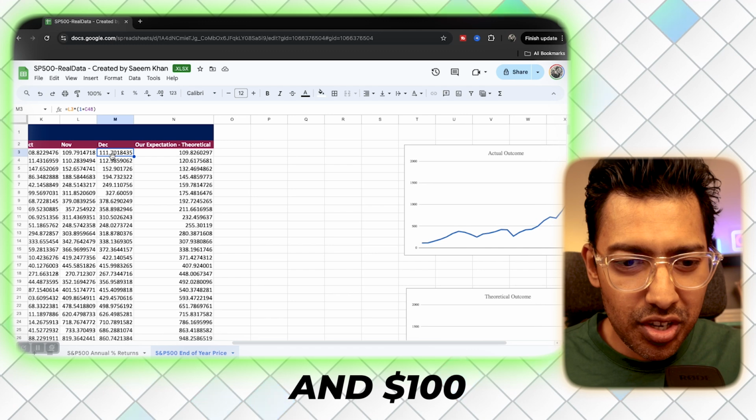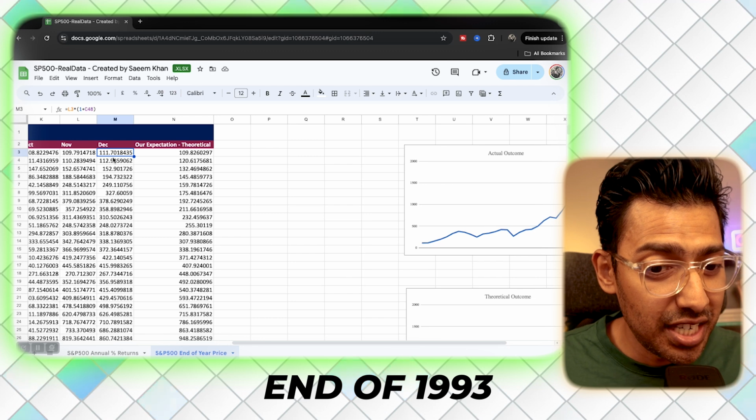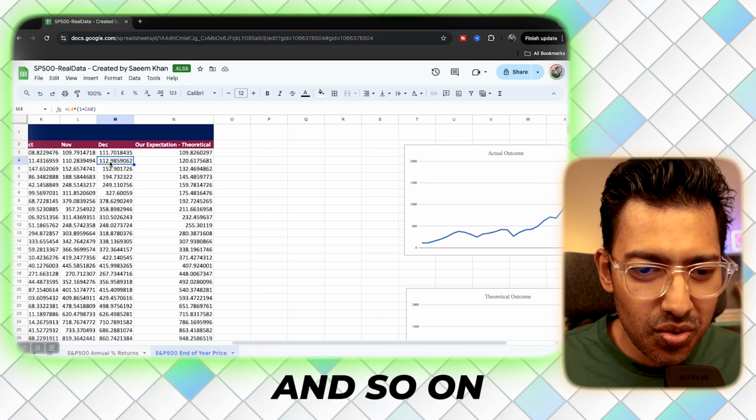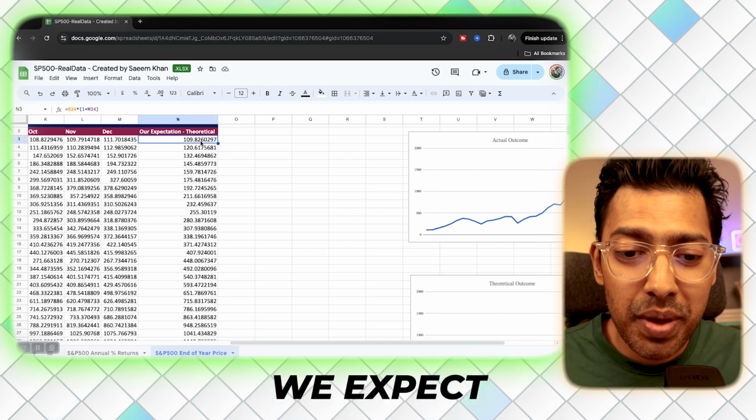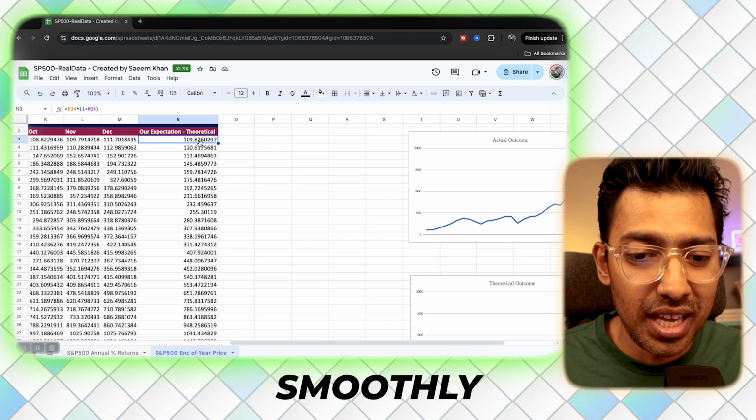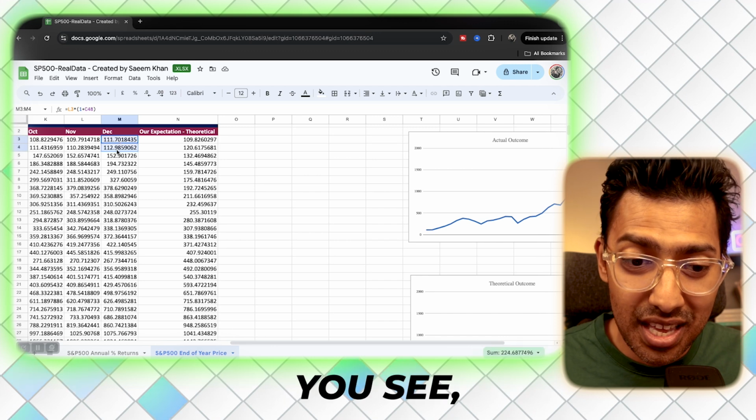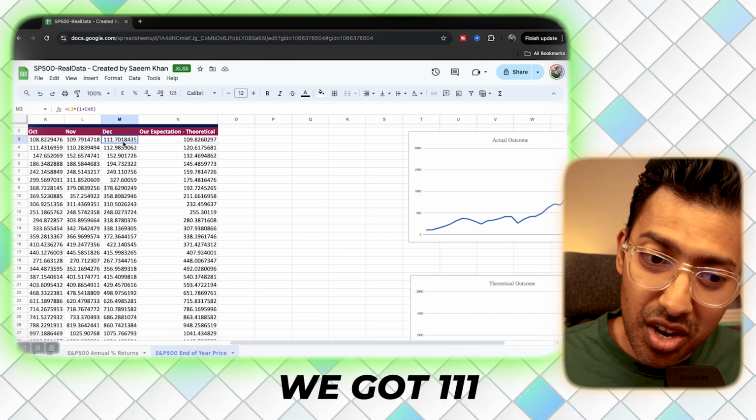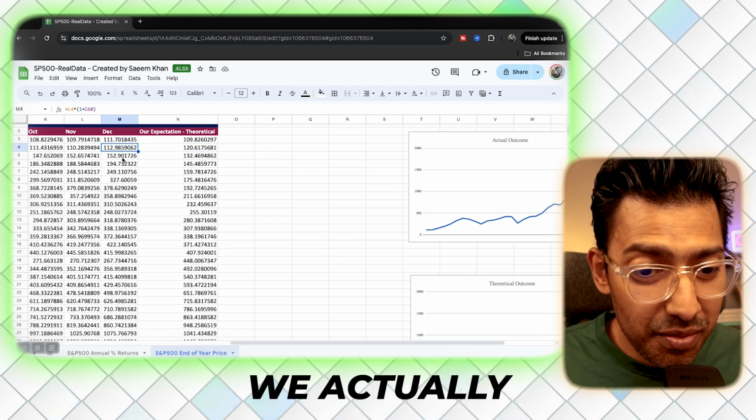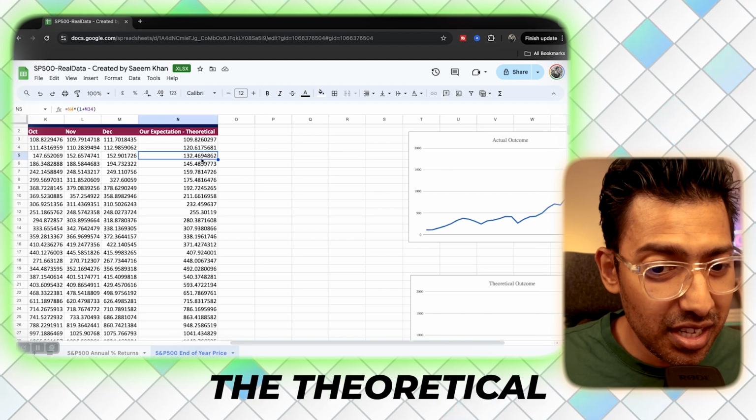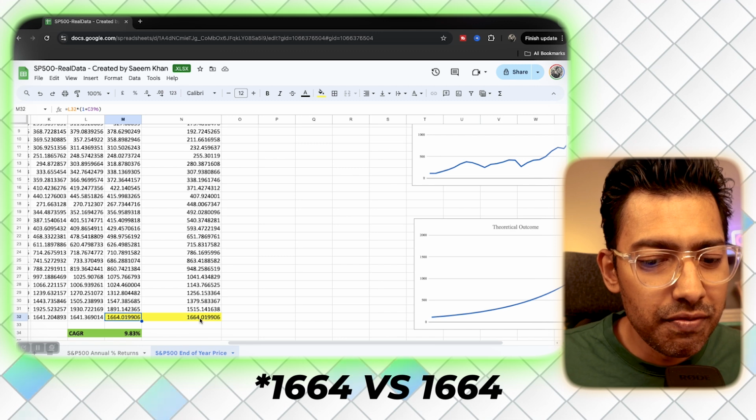You see $100 from 1993 becomes 111.7 at the end of 1993 and 112 in 1994, and so on and so forth. But when we say a 9.83% return on, let's say, an index fund, we expect that it's going to just grow smoothly every year by 9.83%, but that is not the case. This is the reality. You see, we were expecting 109, we got 111. Next year we were expecting 120.6, but we got 112. The following year we actually got 152.9, but the theoretical was 132, so it doesn't match. But if you go all the way to the last year, you see 164 versus 164.